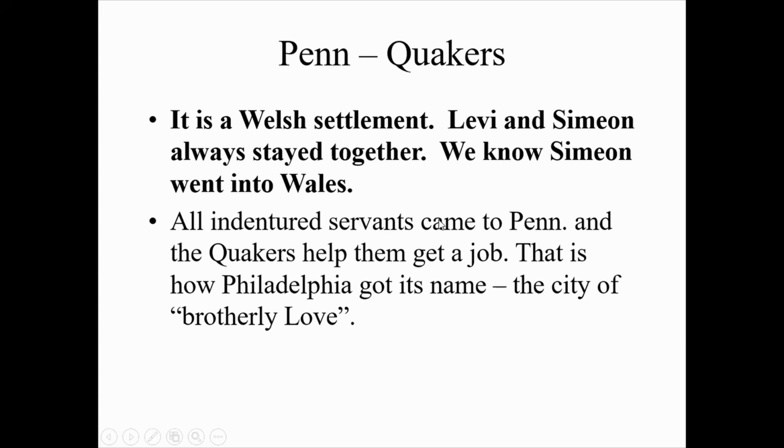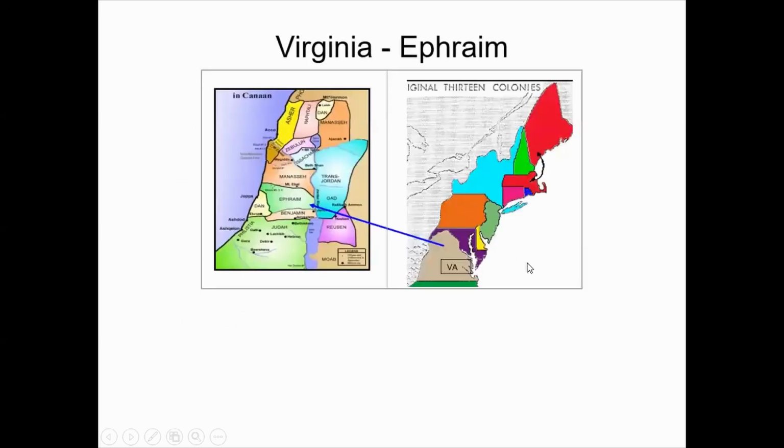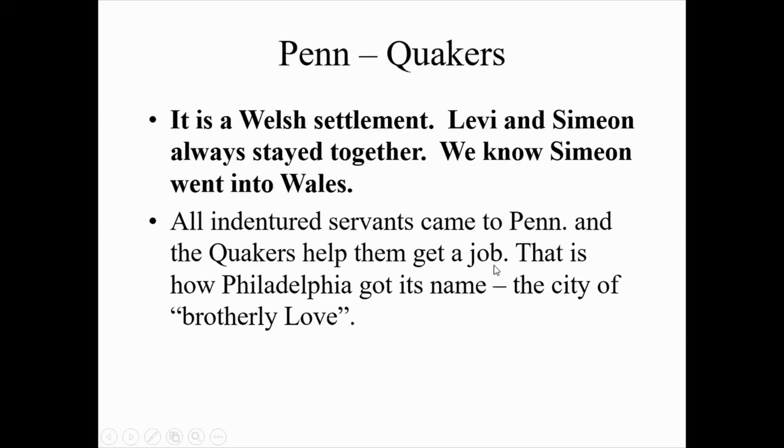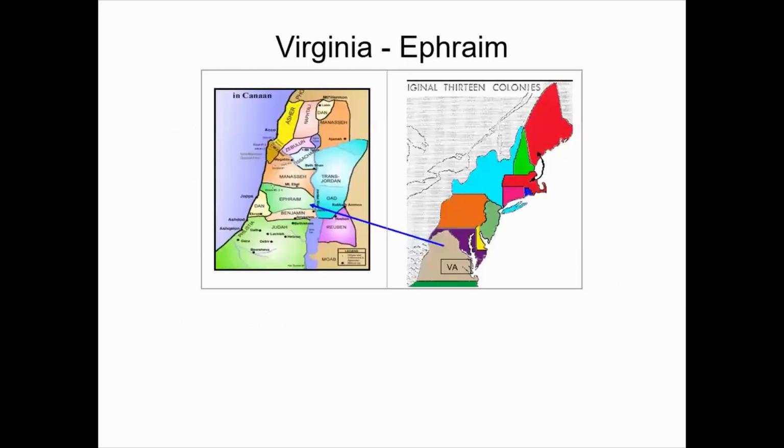All indentured servants came through Pennsylvania, and the Quakers helped them get a job as an indentured servant so that they could pay off their debt accrued when they came over to this country, because many of them signed themselves up to be indentured servants so that they could have their own land. And Philadelphia actually means the city of brotherly love.